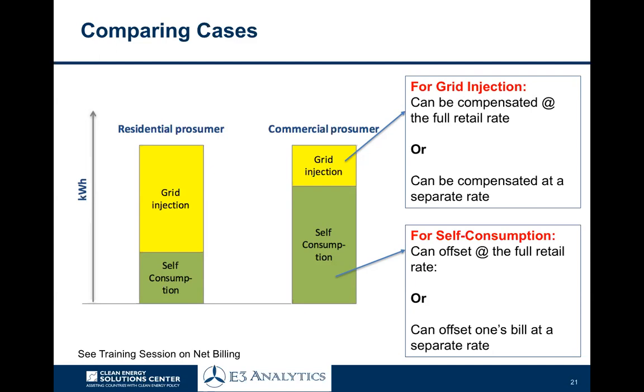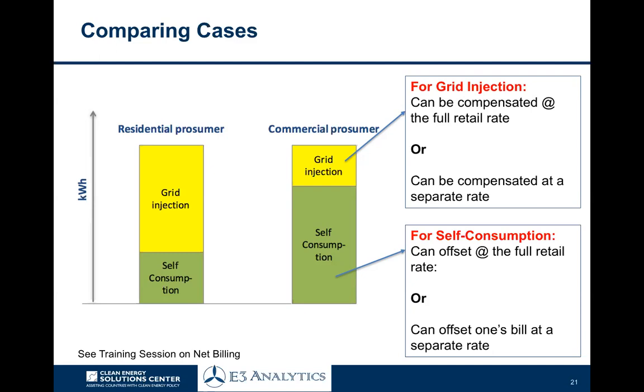That means residential customers are more vulnerable to whatever price they can get, or whatever compensation mechanism they can get for that net excess generation, than commercial prosumers. For commercial prosumers, the self-consumption ratio tends to be much higher. And that means that they're less reliant on the grid injection price.